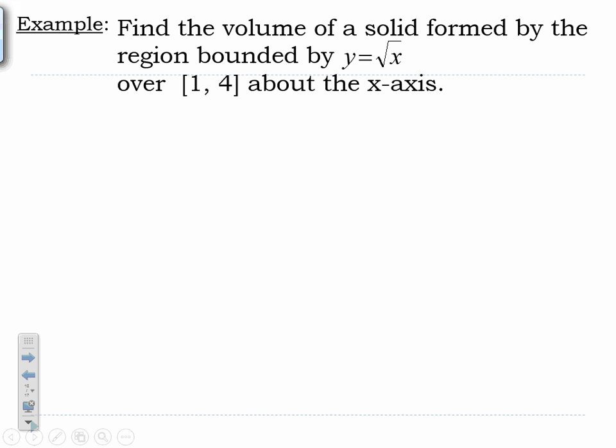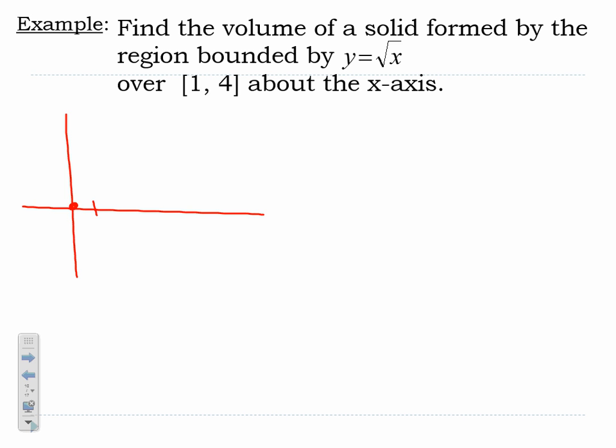Find the volume of a solid formed by the region bounded by y equals square root of x over the interval 1 to 4, about the x-axis. When we're talking about these volumes of revolution, they're either going to give you a function or functions and an interval, or you have to figure out where they intersect, and that's your interval. They also have to tell you where you're rotating it about. So we have our function, we have an interval, and we're rotating it about the x-axis. So y equals the square root of x. It's a nice easy one, right?